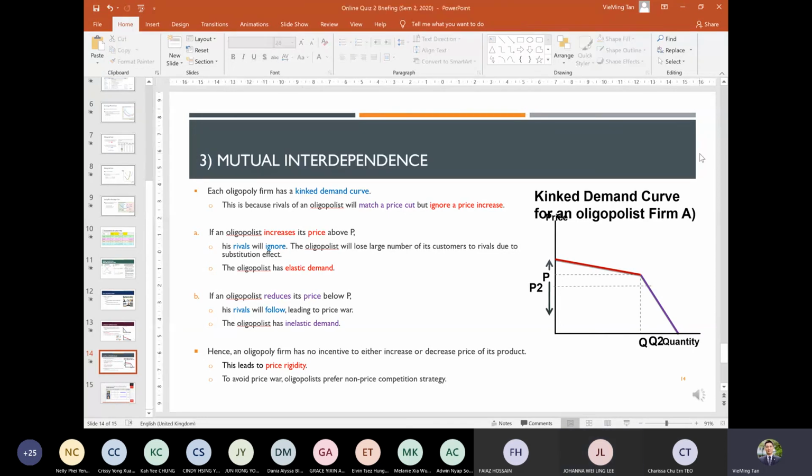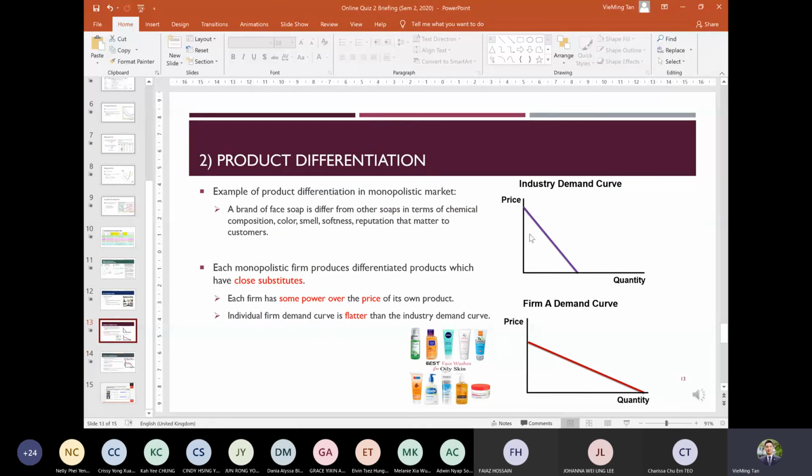Sir, which one is the kinked demand curve? Is it the firm or the industry? Individual. This is individual. If the whole industry is like that, the whole industry would be like this. I try to copy this, right?